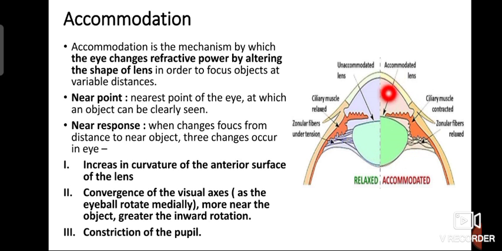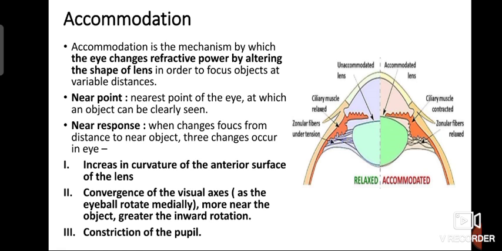It can help to focus the near object on the retina because of the bulging of the lens. Bulging of the lens increases the refractive power of the lens, so the light rays from the near object focus on the retina. So the near point is the nearest point of the eye at which an object can be clearly seen. Near response occurs when the eye changes focus from a distant to a near object.